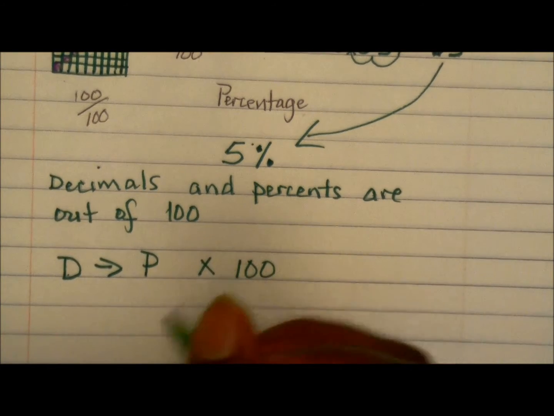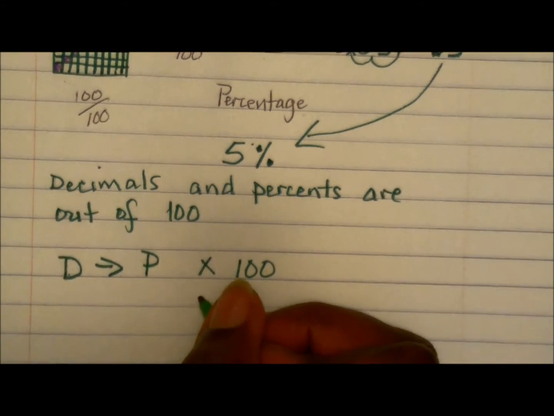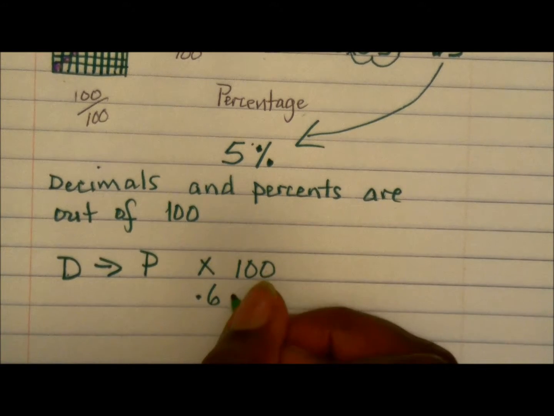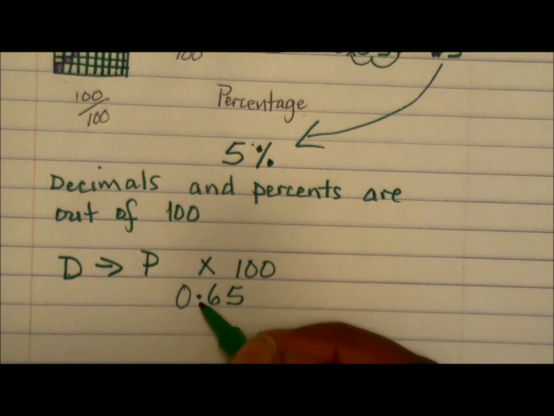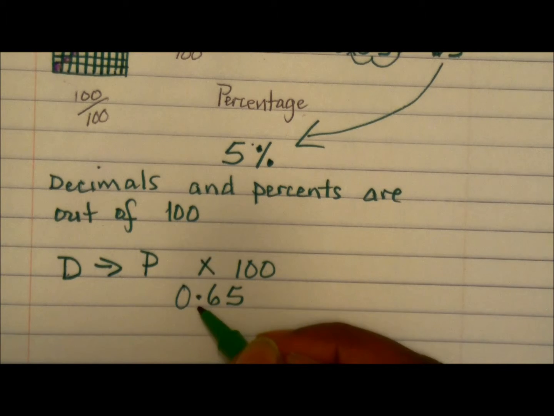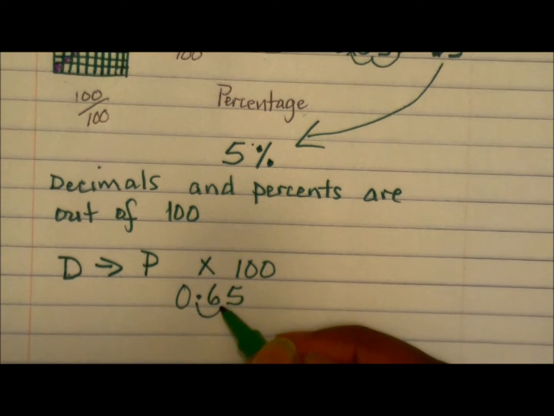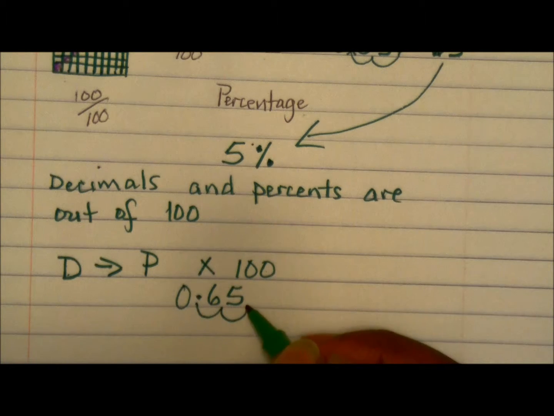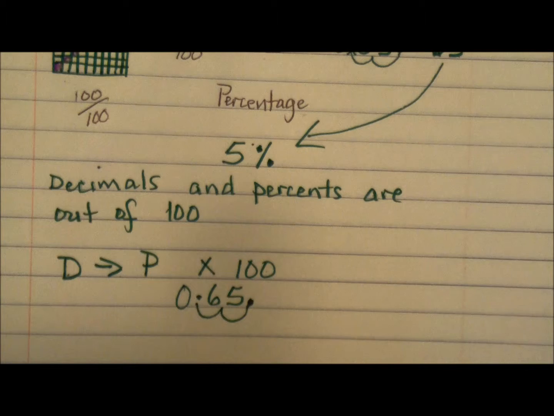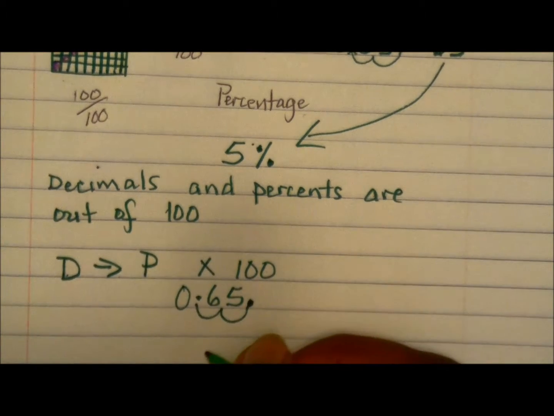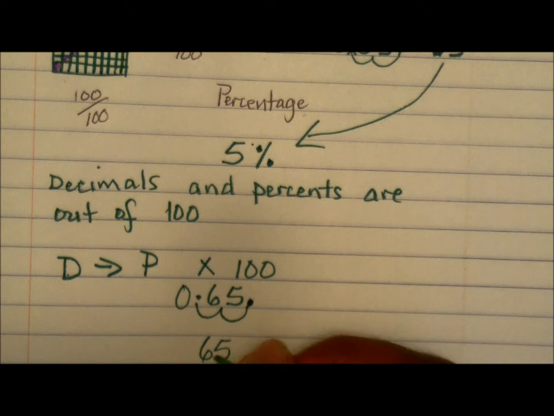So let's say I have 65 hundredths. I will start at my decimal point and I will swoop 1, swoop 2. My new decimal point is now behind the 65, and my percentage would be 65%.